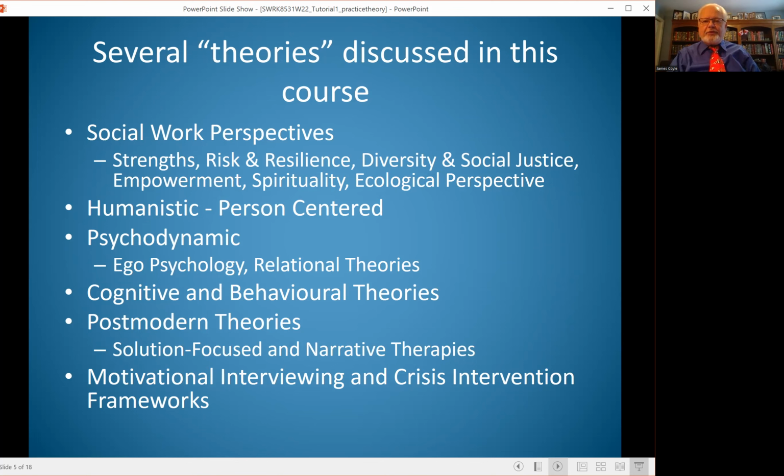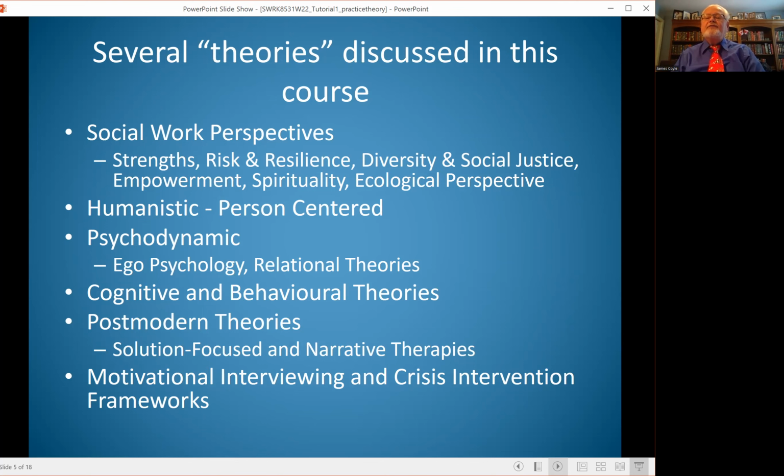Cognitive and behavioral theories. Cognitive talks about how our thinking influences our behavior. Behaviorism refers to how we learn and how behavior is reinforced. So there's cognitive therapy, there's also behavioral therapy, and to a great extent, these two have been joined together in cognitive behavioral therapy. It uses both.